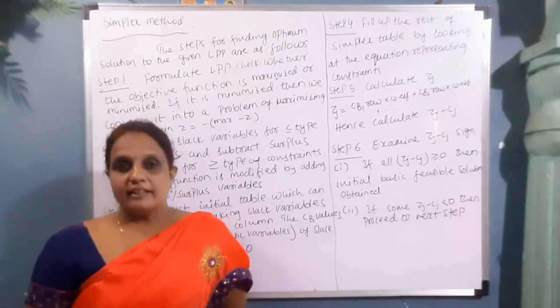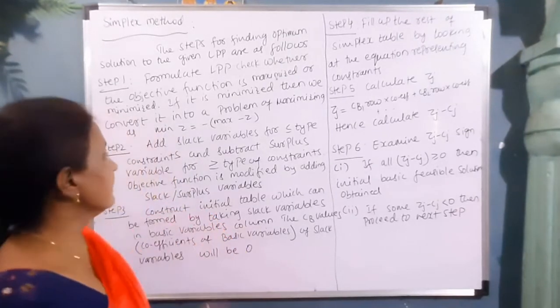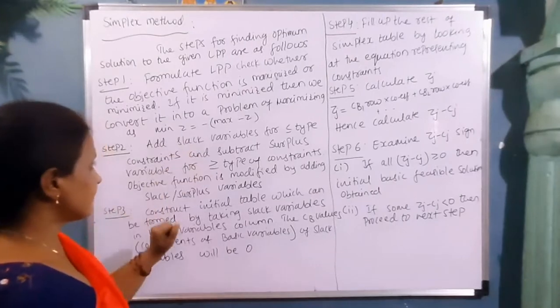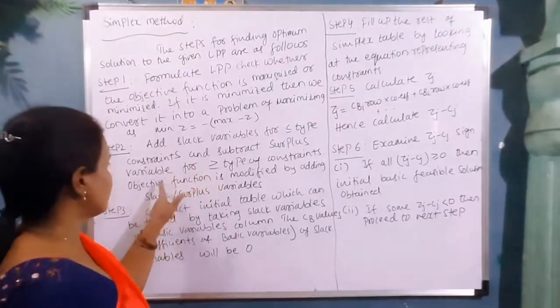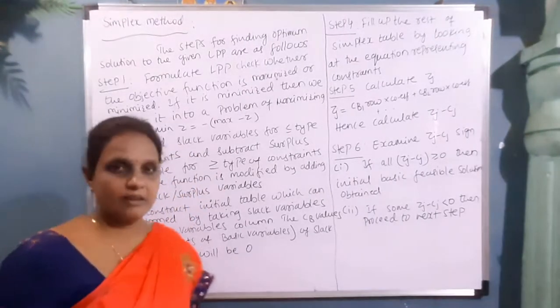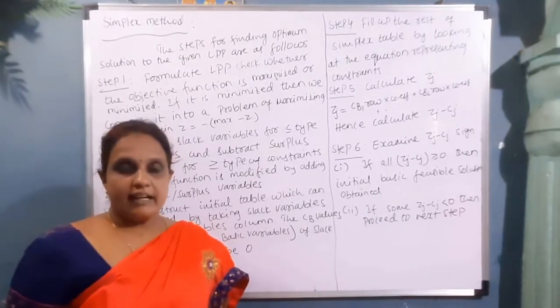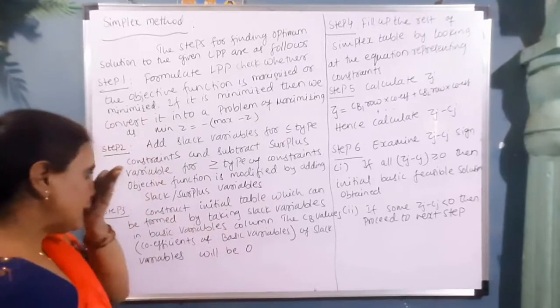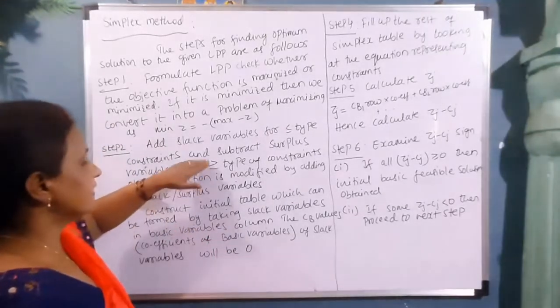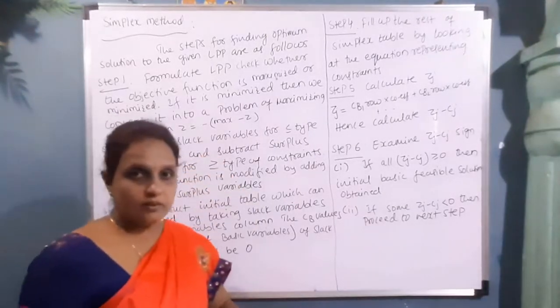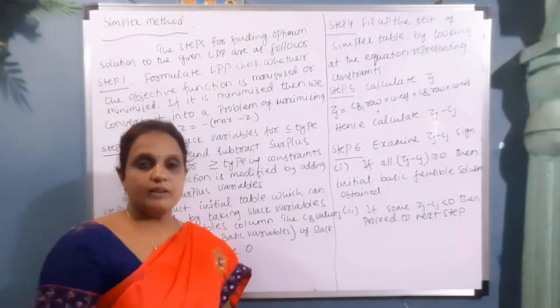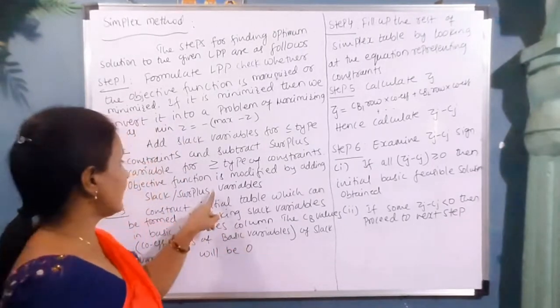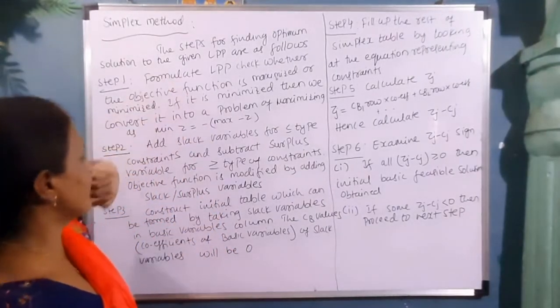So for less than or equal to, we will add slack variables. For greater than or equal to, we will subtract surplus variables. But always the slack or surplus variables are positive values only. So once we make the constraints equal to, whatever variables we have introduced, we have to write that in the objective function also.